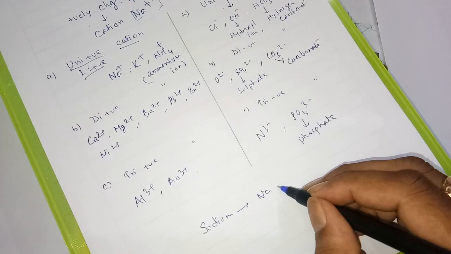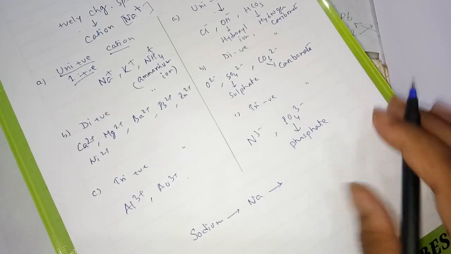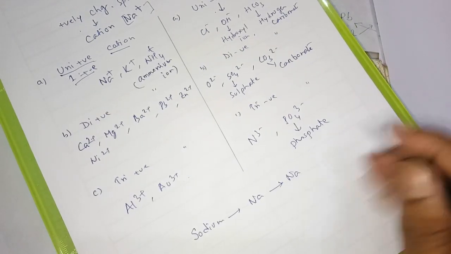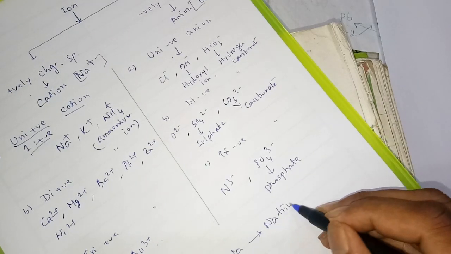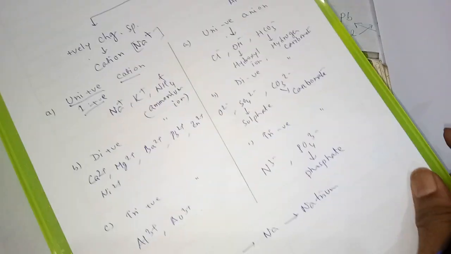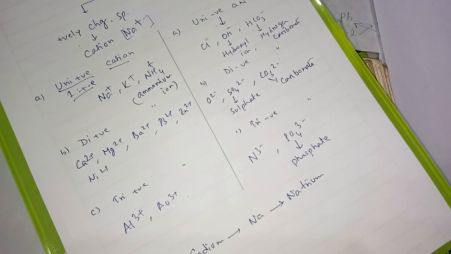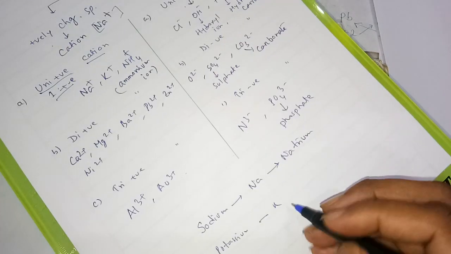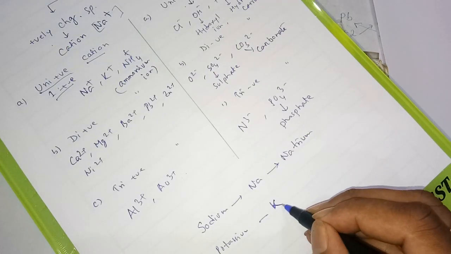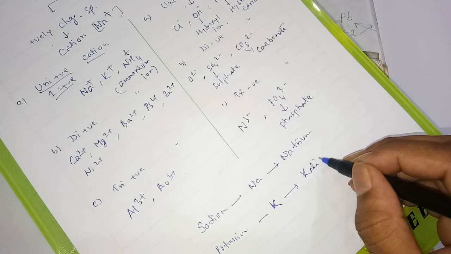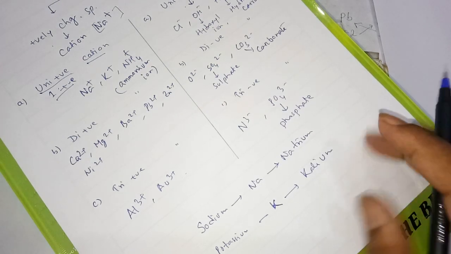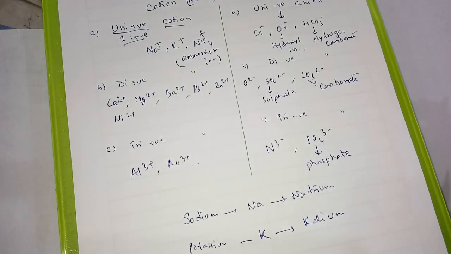Students, more to discuss: if I talk about sodium, then the symbol of sodium is Na. This comes from the Latin word natrium. Like that, the potassium symbol is K. It is not P. Most of the students write the symbol of potassium as P, but it is K. It comes from the Latin word kalium. So like that, students, you have to know the Latin names of some elements.